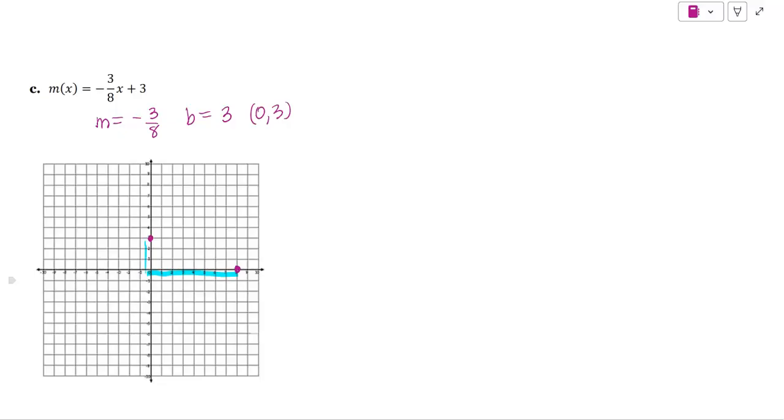I'm going to go the other way to the left to get a second point. So I'm going to go up 3, which will be here, and then to the left by 8 over here. So here's a third point. So connecting these together, this is easier to do with a ruler, not as easy to do on a tablet, but here's our line.